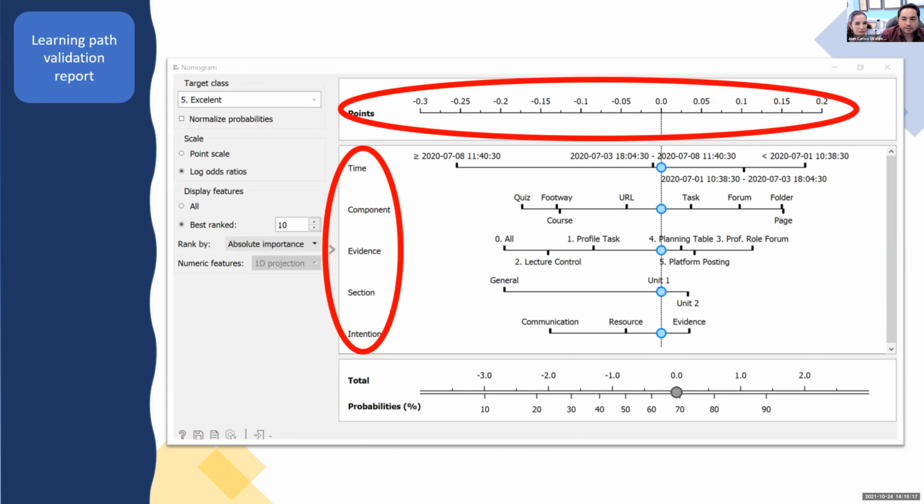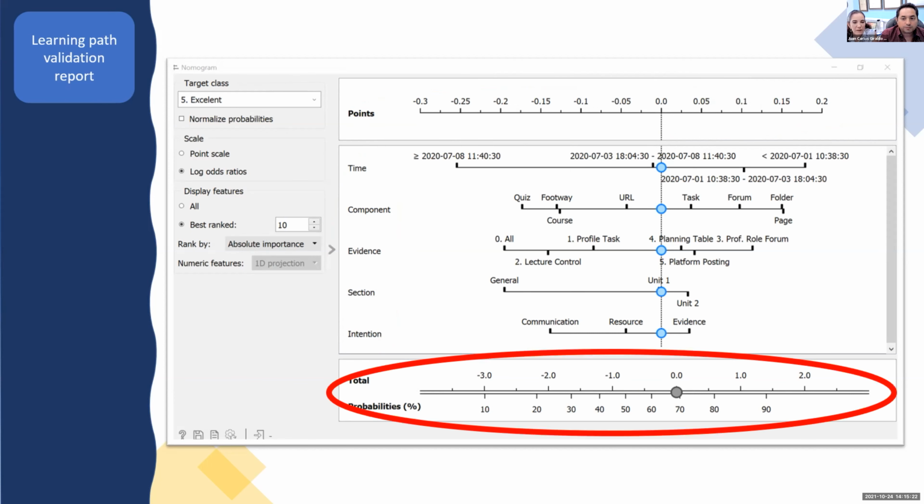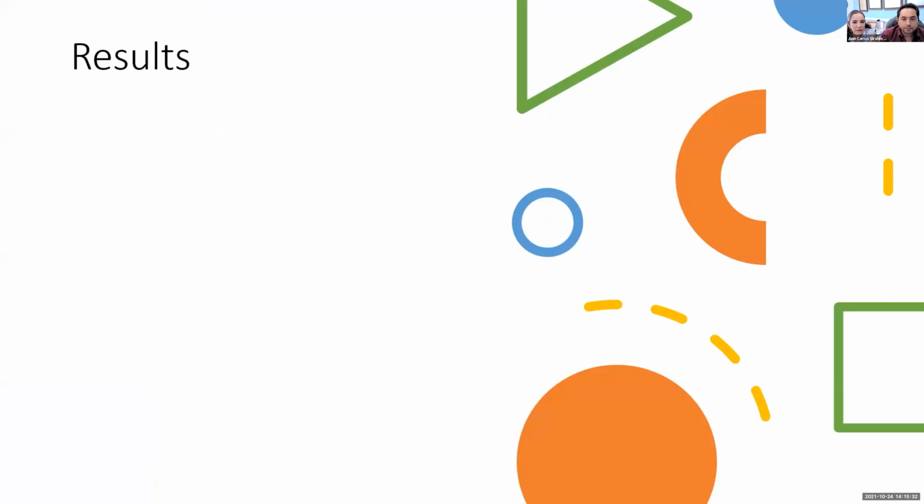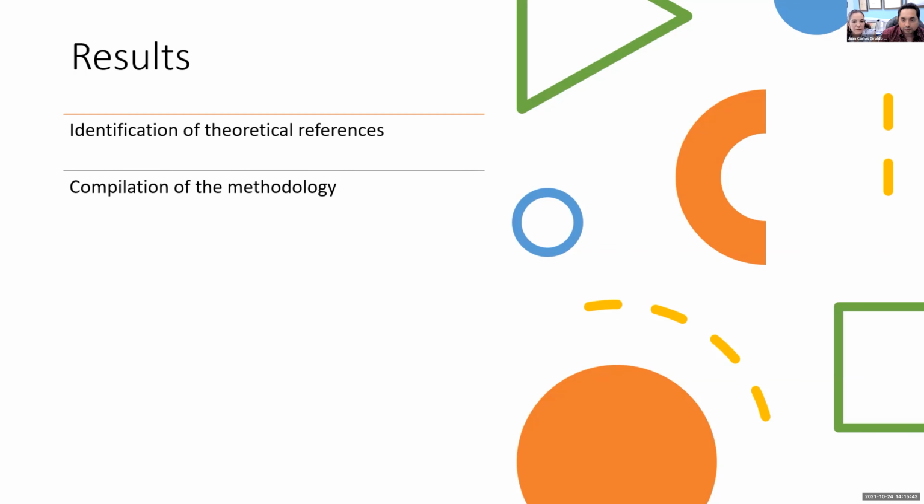The nomogram calculates the scale relative to each variable and determines the probability of success in the course based on the progress along the path. The same has been calculated for each performance level. As a result, recent theoretical references related to learning path analytics have been identified. A methodology for educational data analytics was formulated and validated. It has been defined how to characterize a learning path.